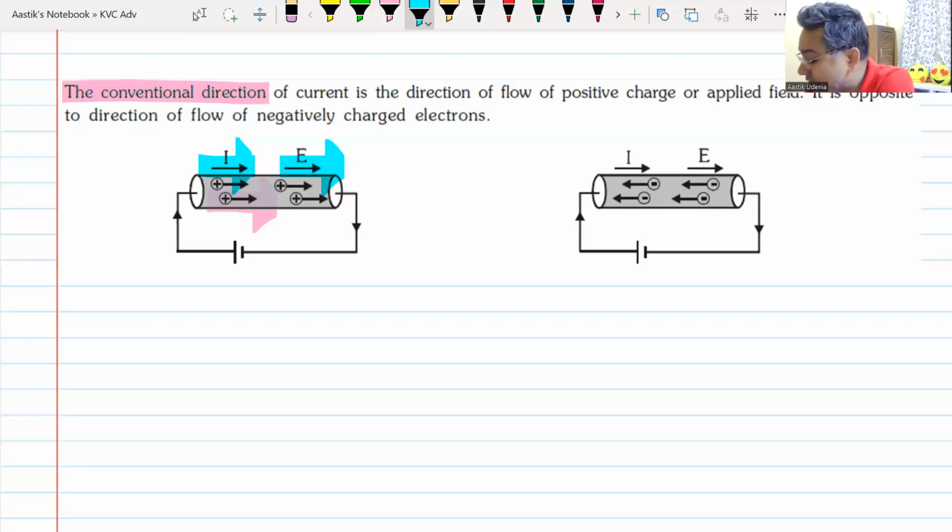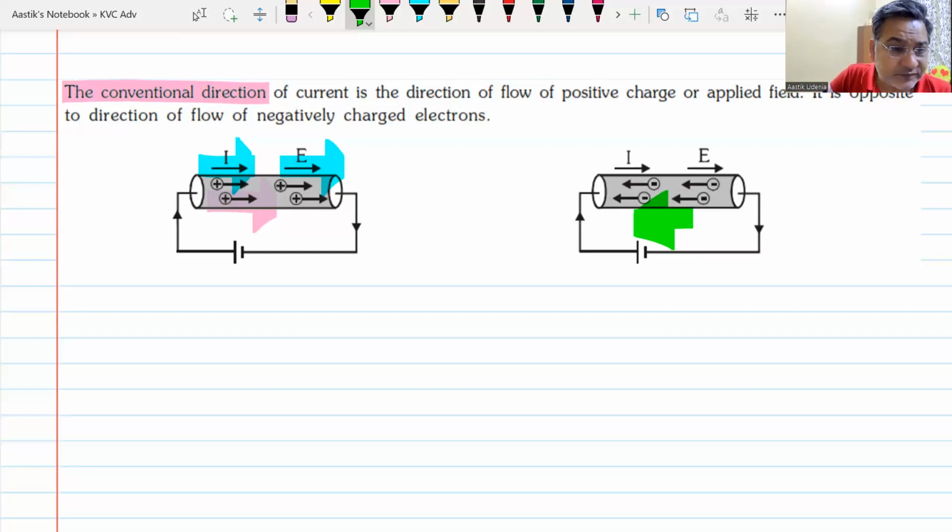But actually, what is happening is that inside the conductor, the actual charge carriers are electrons, and electrons are actually moving in the opposite direction. Do we see this? Yes, sir. But whenever we talk about the direction of current, we will always talk about the conventional direction of current. So current has a magnitude and a direction, but it is still not a vector because it does not obey vector law. Do we understand this? Yes, sir.